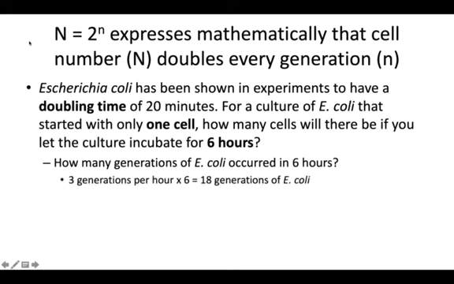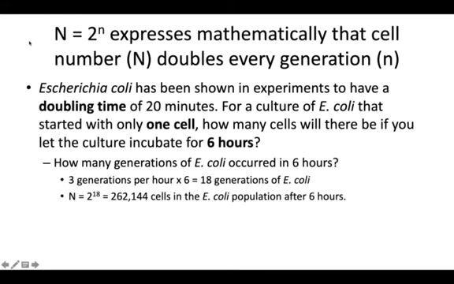There we go. 3 generations per hour. Multiply that by 6. We get 18 generations of E. coli within 6 hours. We're not done yet because we want to know the number of cells. So what we do is we plug that 18 as an exponent to 2.